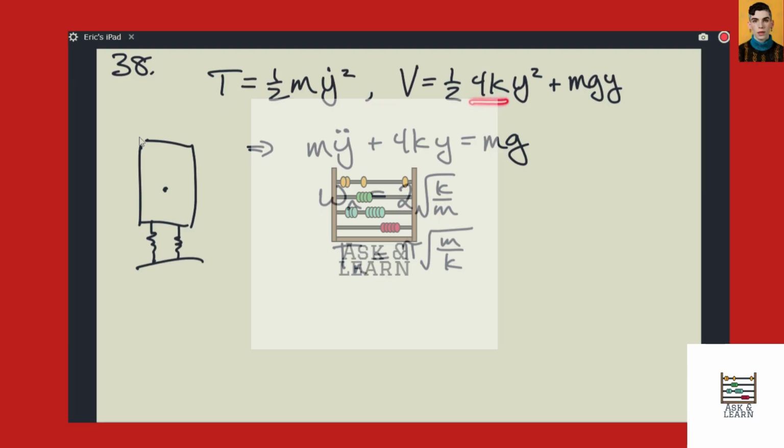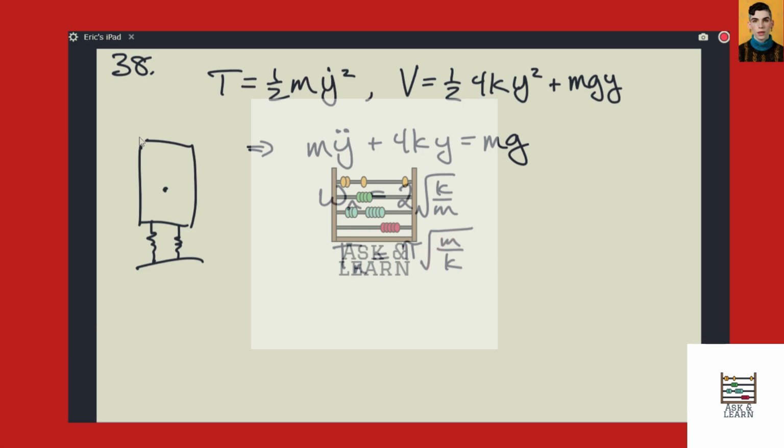So since we have four springs, we have 4k y squared, and then saying the energy is conserved gives us this, which means our natural frequency is 2 times the square root of k over m, which means the natural period is pi times the square root of m over k, and that is simply the answer, as we were not given values for either of these things.